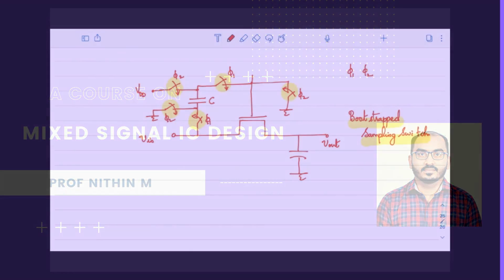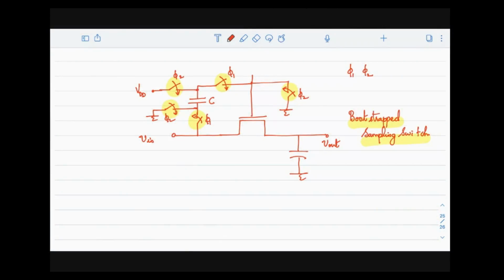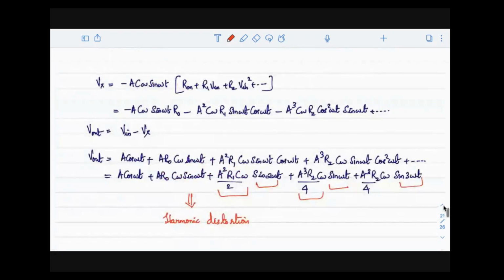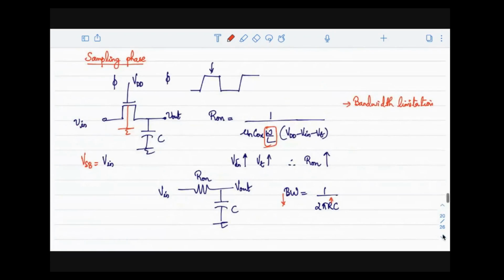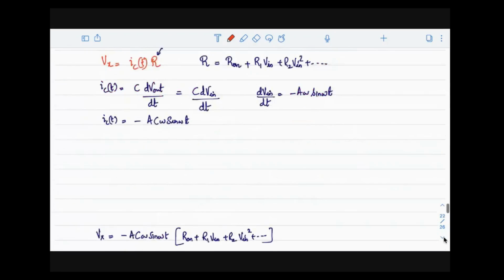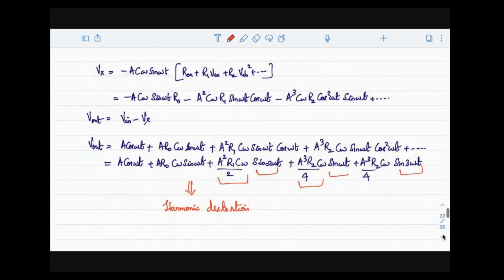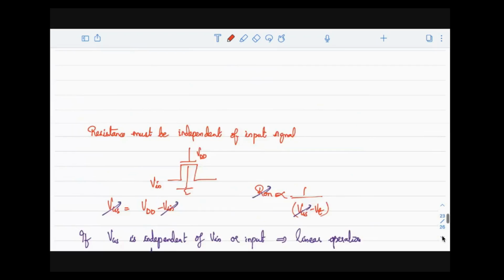Lecture of mixed signal IC design. Here in this lecture, we will continue from where we stopped in the previous class. In the previous class we discussed the bootstrap sampling switch. So we were looking at the sampling related issues, and we saw that one is bandwidth limitation and another one is the non-linearity, which is giving harmonic distortion.